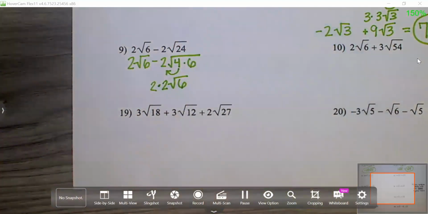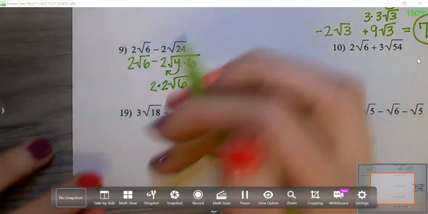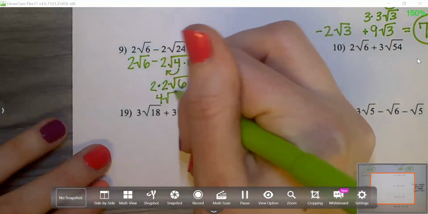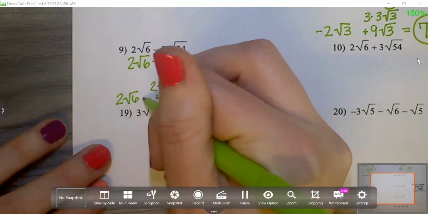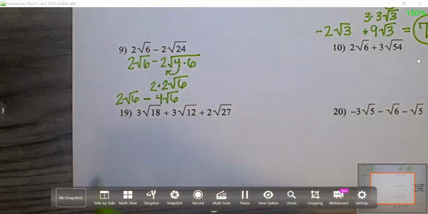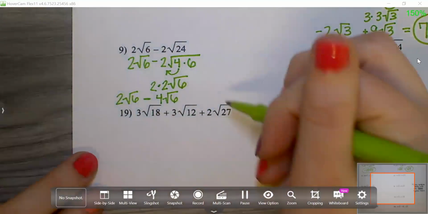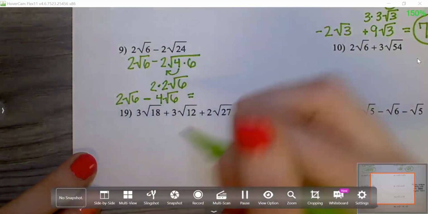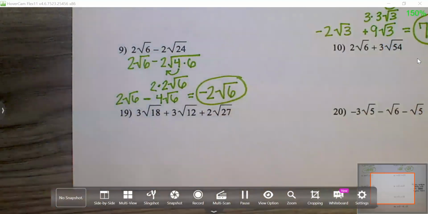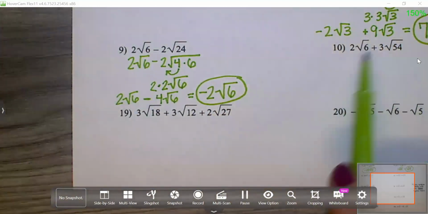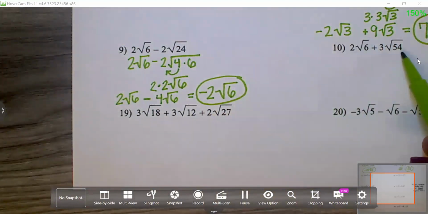So we have the same situation. I'm going to do 2 times 2 is 4. And I am subtracting that with 2 root 6. 2 root 6 minus 4 root 6. So 2 minus 4 is negative 2, and I'll keep that root 6 as part of my answer. You should be doing number 10 on your own. See how you can break down 54 and then add your like terms, your like square roots together.